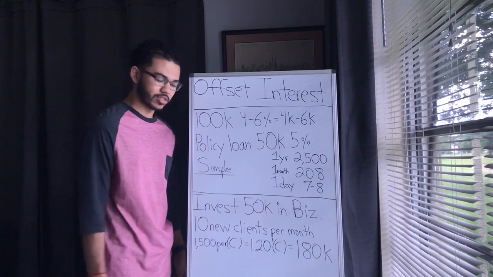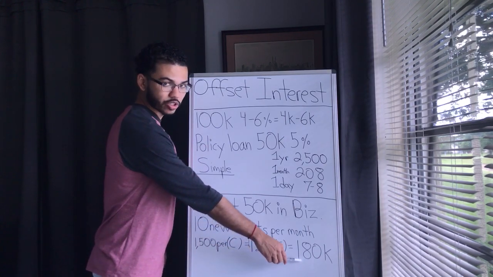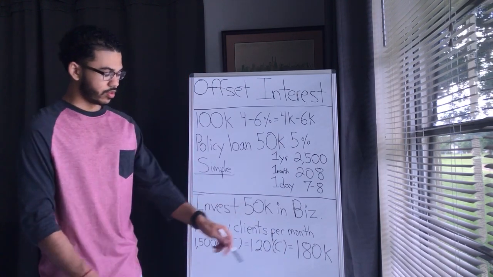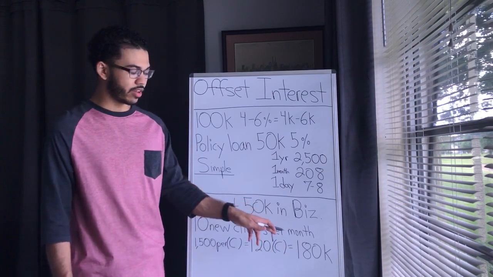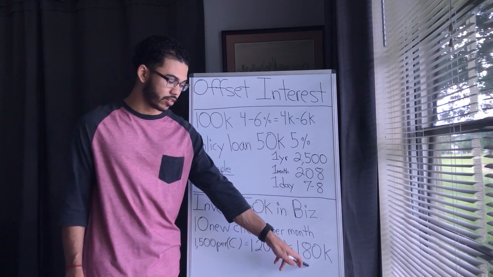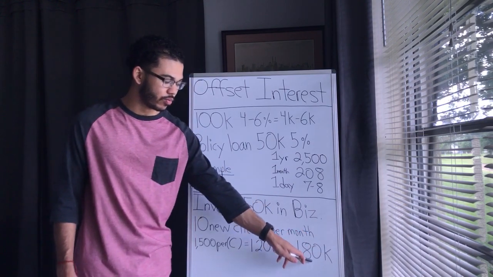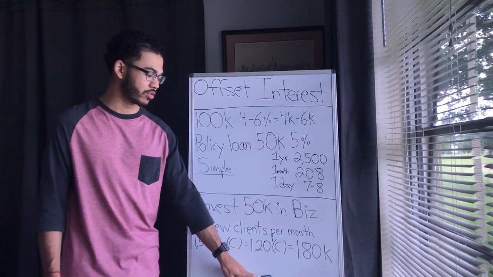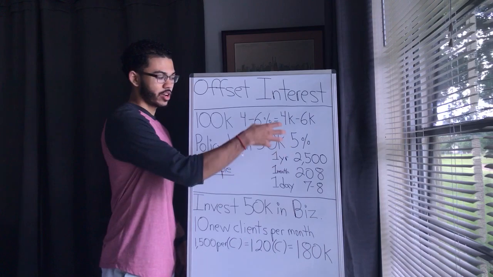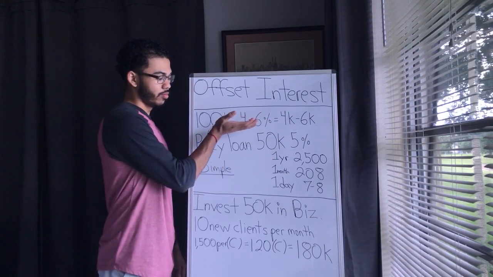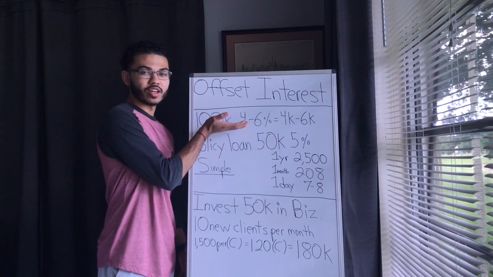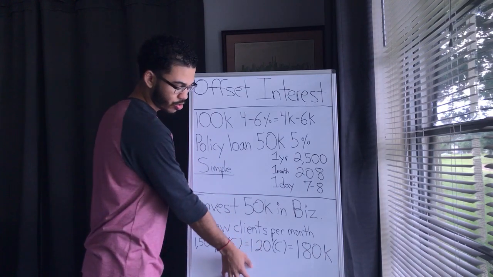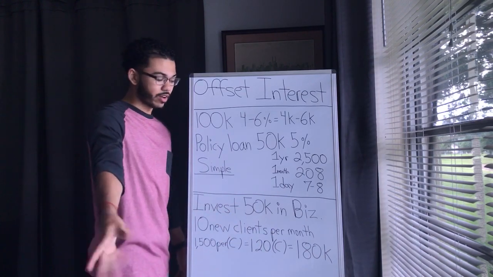That's 120 clients in a year, 180,000 in revenue. Okay? Look at that. 50K invested to make 180, right? Minus 50 from 180, 120 in cash. Pay yourself back 50K. Boom. The money never left you. The cash flow never left you. So now you've got 120,000 out here doing whatever, right?